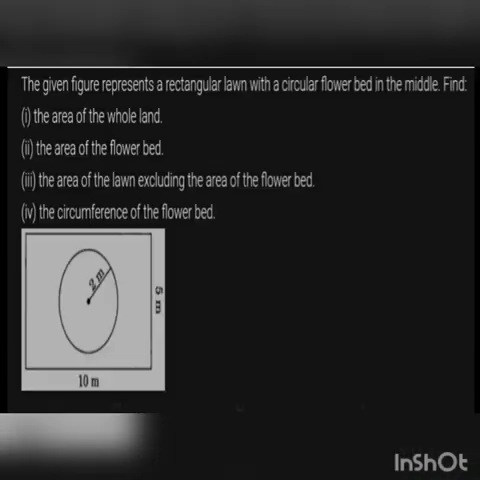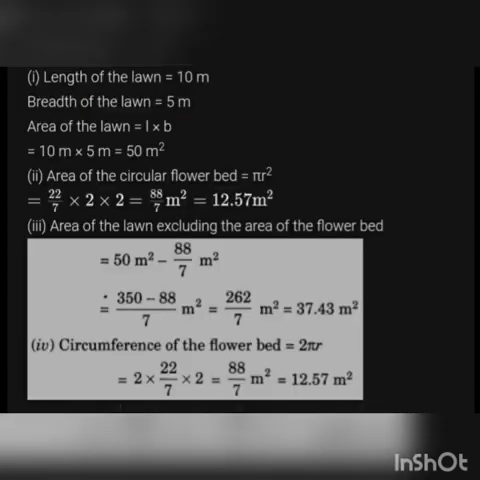Next question. The area of the lawn excluding the area of the flower bed, that means area of this lawn without this flower bed. That means we have to find the area of the whole land and area of the flower bed, just subtract it. Area of the lawn excluding the area of the flower bed is, area of the lawn is 50 meter square and area of the flower bed is 88 by 7 meter square, or in other words 12.57 meter square. So subtracting 50 meter square minus 88 by 7.